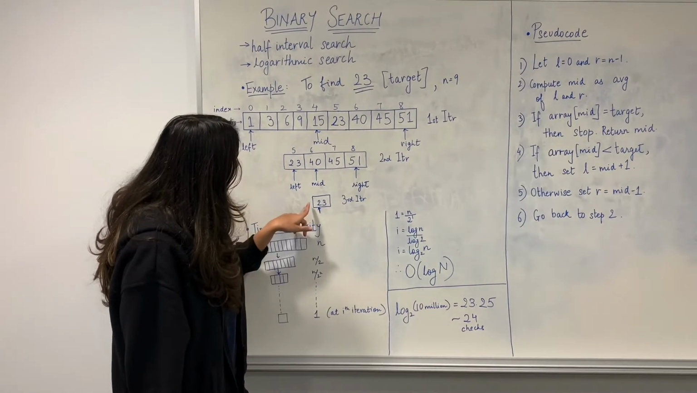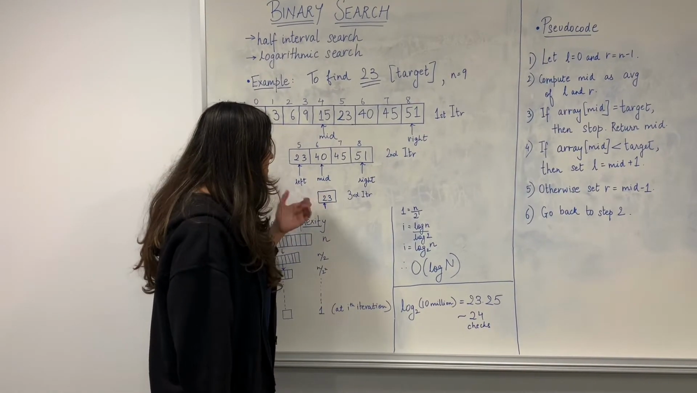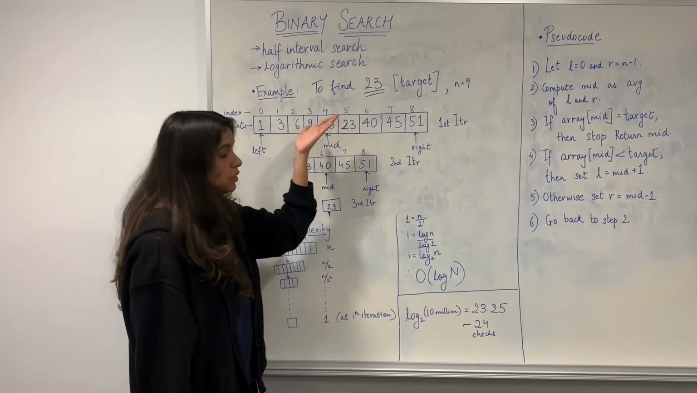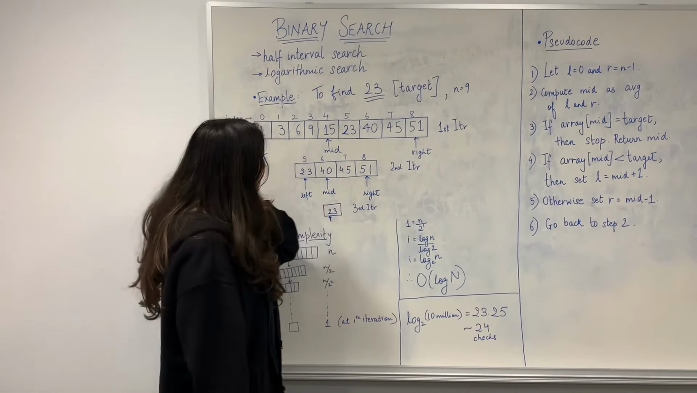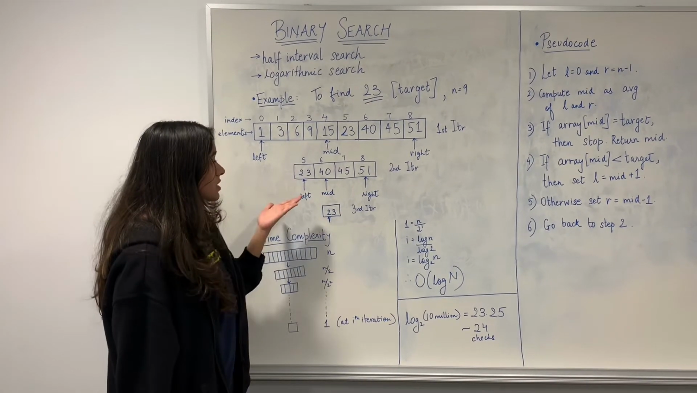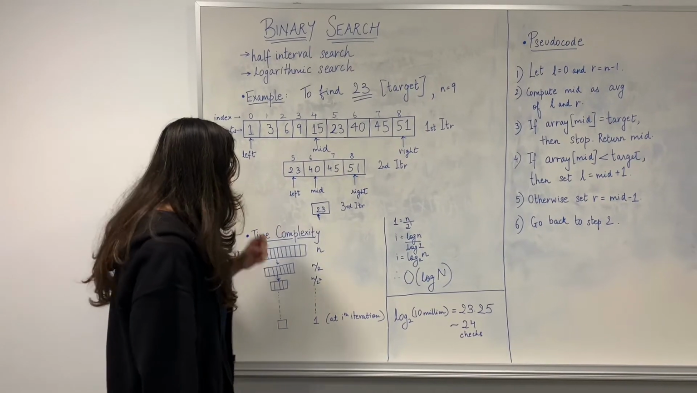And we'll only get 23 in the third iteration. Then again, we'll compare this mid value with our target value. And we see that 23 is equal to 23, which is our target. Therefore, we found our element. This was binary search. Now we'll go to the time complexity of binary search.